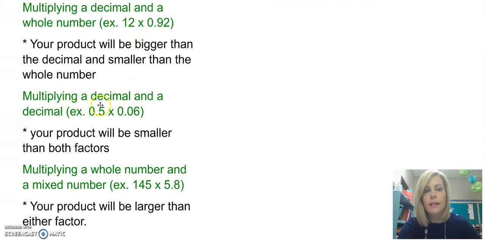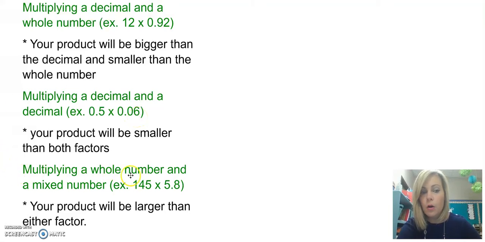When you're multiplying a decimal and a decimal, so we're talking about a half, and we're multiplying it by 6/100ths, then your product is going to be smaller than both of these. So it's going to be smaller than 6/100ths, which is the smallest number we have right now.